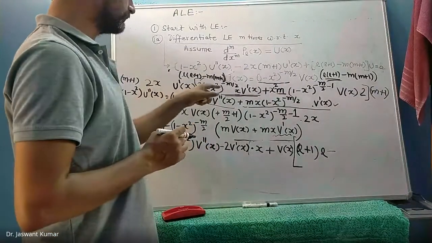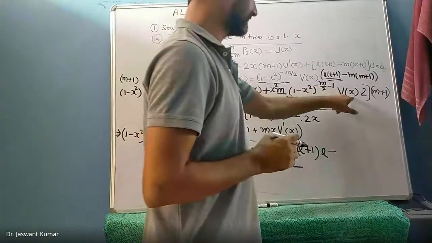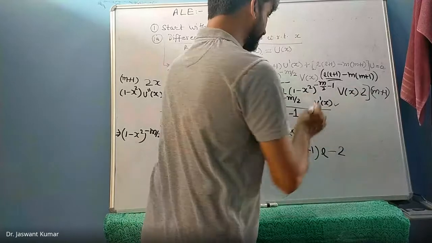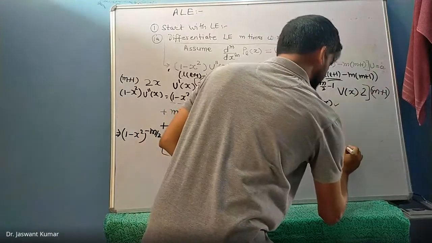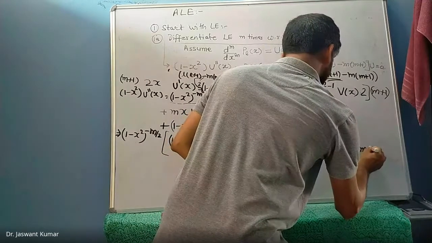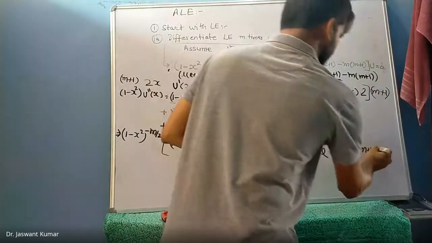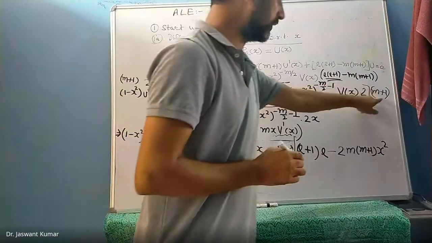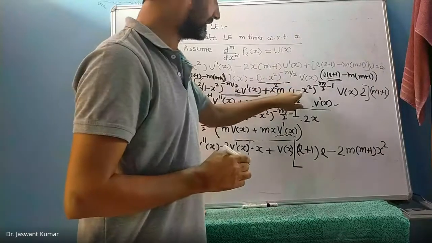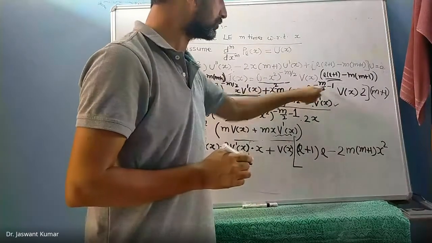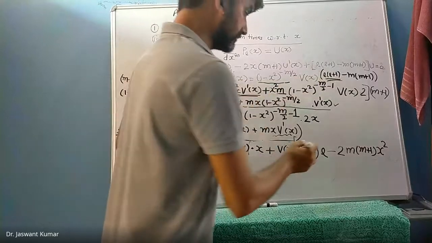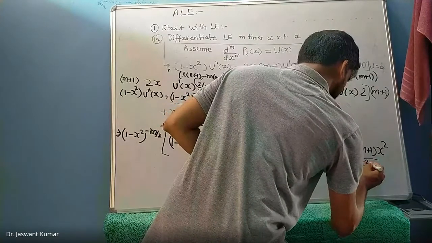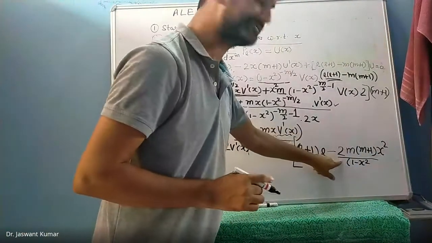So the coefficient of v of x will be, this is the coefficient of v of x. So this is minus 2 times, this is the 2 which has come here, m times m plus 1 times x square. You understand, right? M into m plus 1 into x square, and then divided by 1 minus x square. Why? Because this is 1 minus x square to the power minus 1. So this is divided by 1 minus x square. Tell me if this makes sense with all of you.